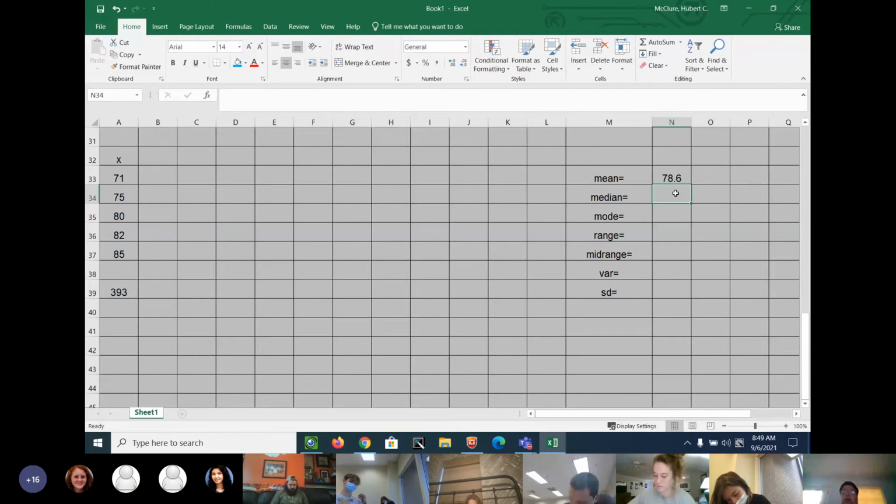All right, median. Well, the median is very simple because n is odd. N is equal to 5. So since n is equal to 5, you just have to find the what? Middle number.